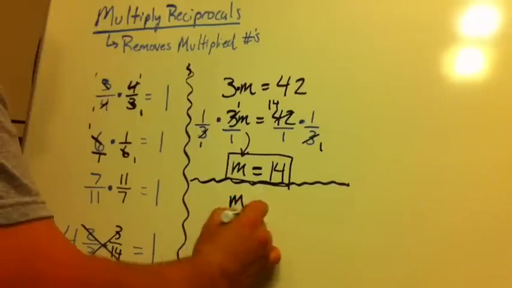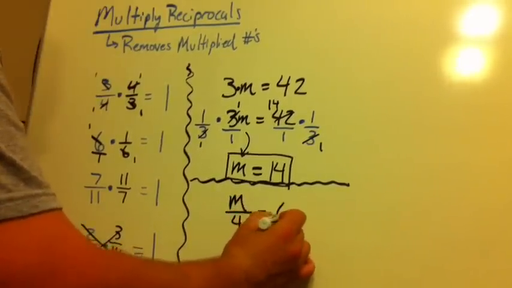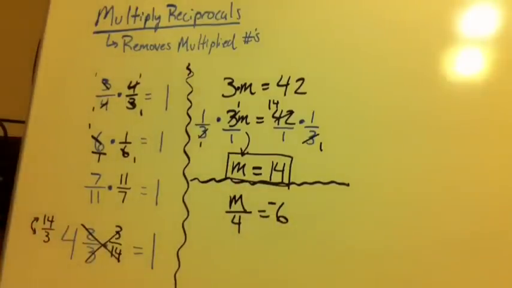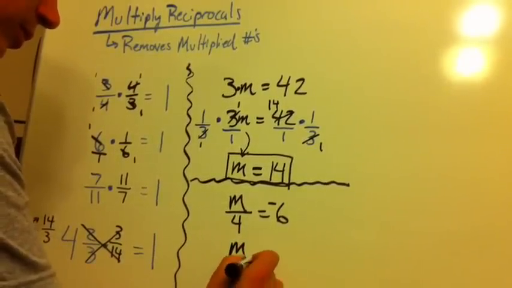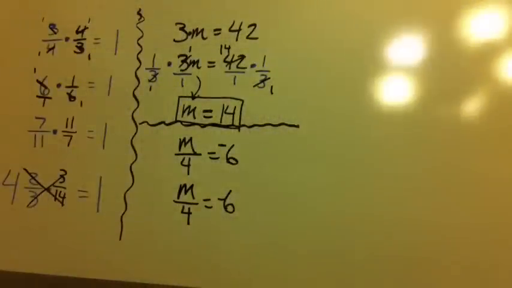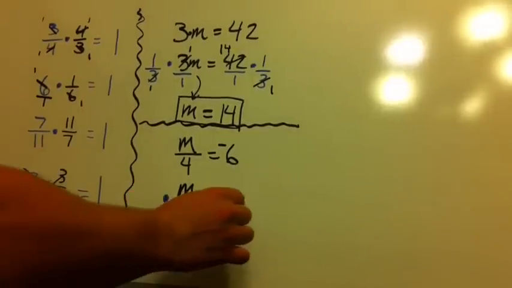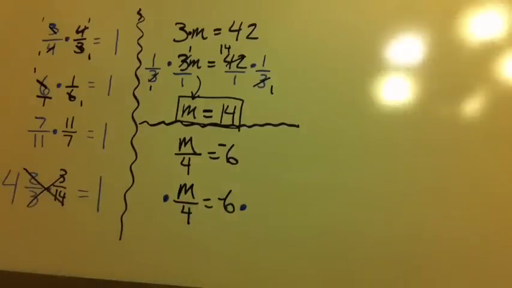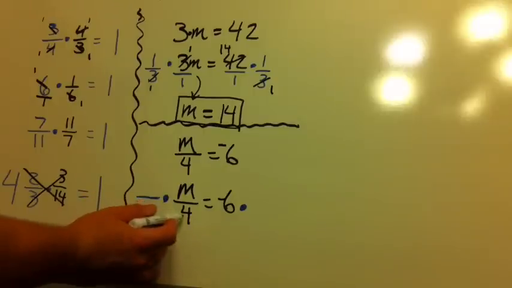Now let's take a look at another example. This also works with division. M divided by 4 equals -6. I am going to multiply by the reciprocal of the number that is with the variable. The number that is with the variable is a 4, but notice where the 4 is at. The 4 is underneath or in the denominator of the fraction. So with that being said, where does the reciprocal of the 4 have to be? It can't be on the bottom, it needs to be on the top.